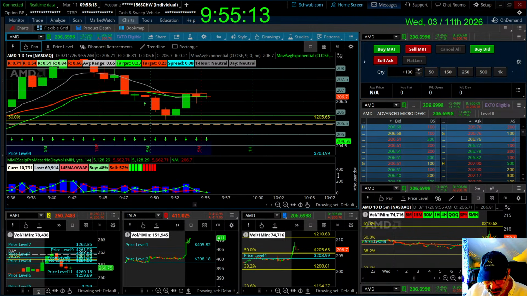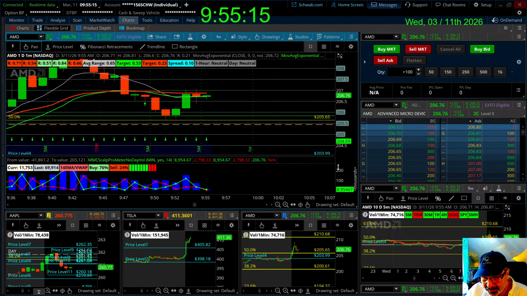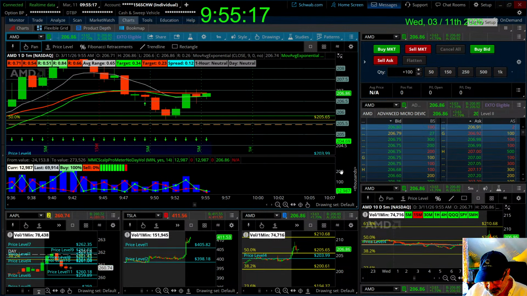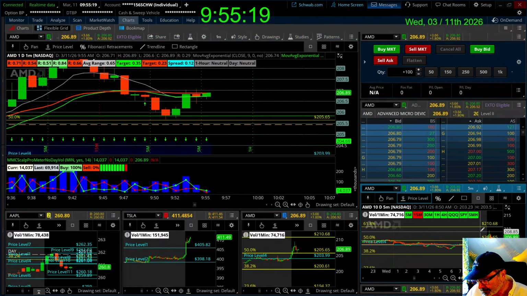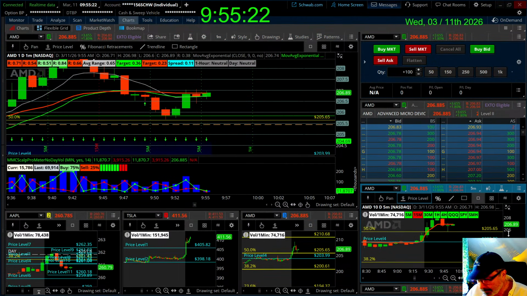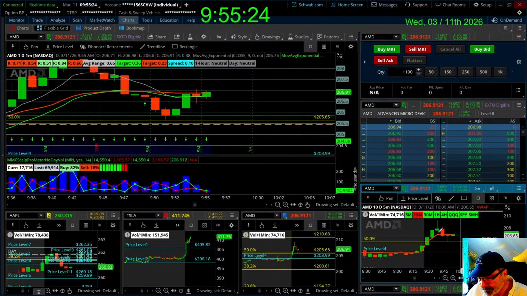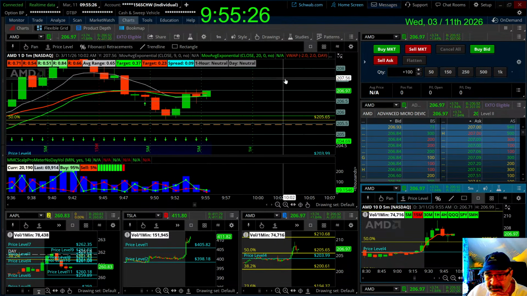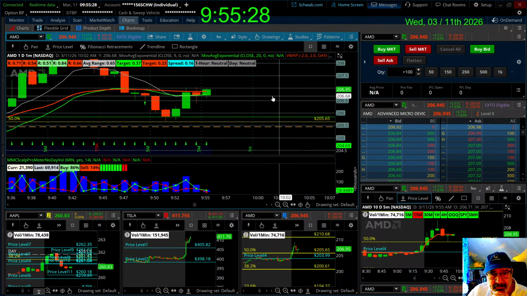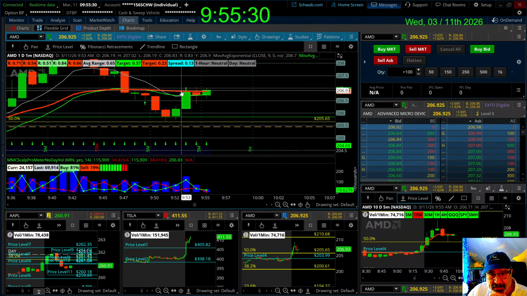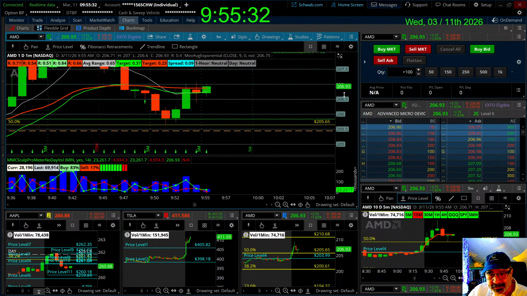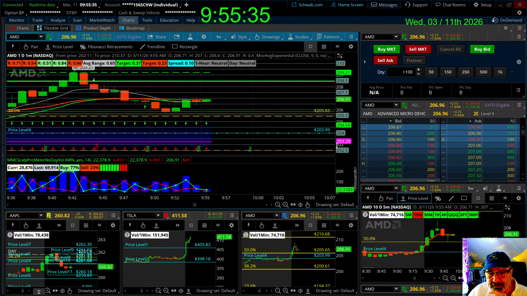Let me look at the level 2 here. I'm trying to get in all the data I can get in. Right at the VWAP. Remember, that is the bulk of the capital right there. We don't see the market magnet way down there.